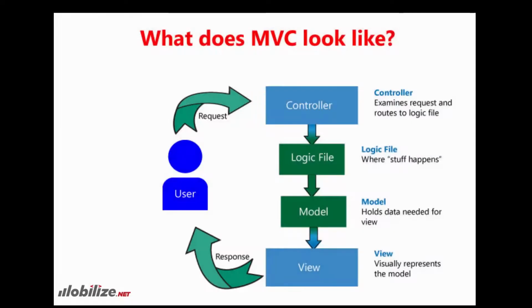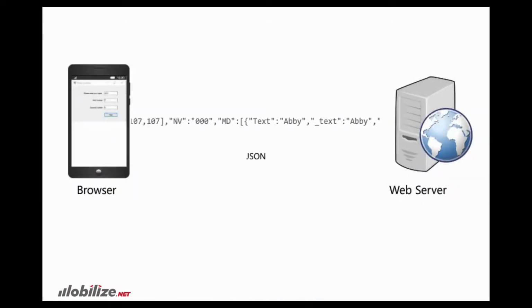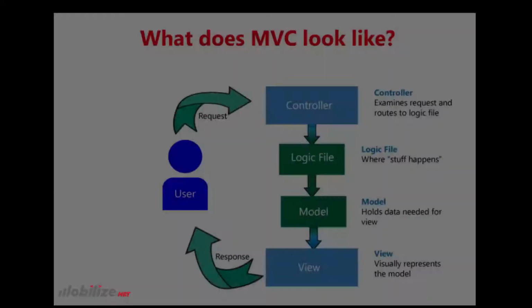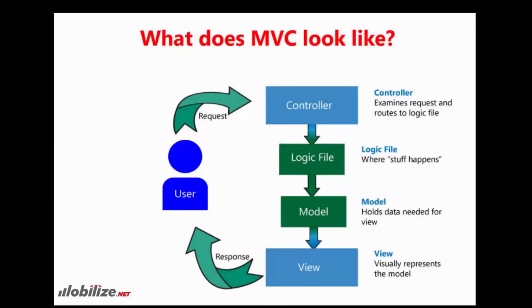What does MVC look like? A user working on a web application sends a request to the server. The request is data serialized as a JSON object. JSON stands for JavaScript Object Notation. It's just a simple way to send application state, or data if you want to think about it that way, back and forth over the web. Using JSON is one area where WebMAP resembles Web API more than ASP.NET MVC, which itself sends views.